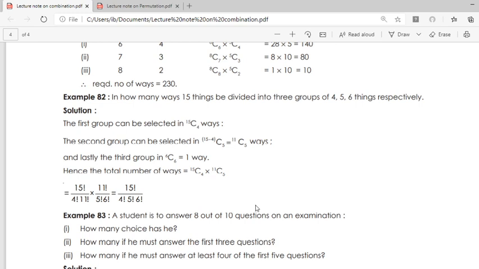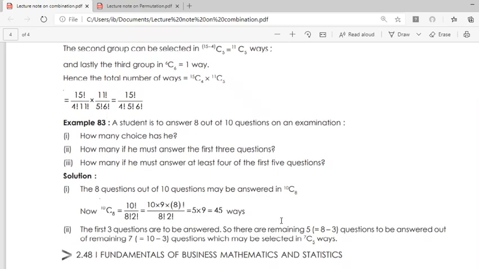The first group I took 4. The second group I've taken 4 from that, I'm left with 11. So assuming I have 15 and I've taken 9 out of it, I'll be left with 6. So that's how I have 6 combination 6 for the last group. The same way you can as well look at example 83.